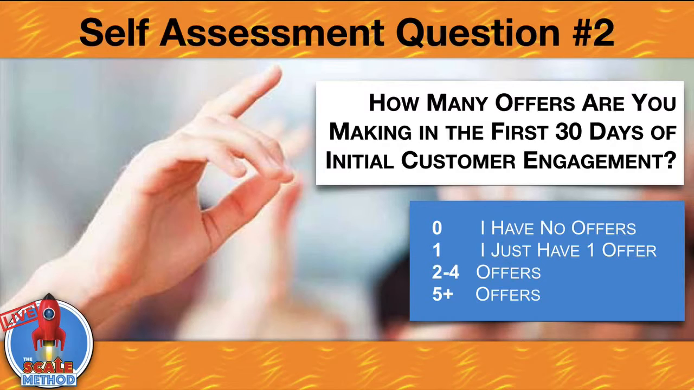Self-assessment question number 2. How many offers are you making in the first 30 days of initial engagement? If someone likes your fan page, opts into your email, or watches a video, if they're in your engagement funnel, how many offers are you making in the first 30 days? I'll tell you what, ideally you want to be within 2 to 4 offers in the first 30 days. And ideally they should be your offers. It's one of the fastest ways to grow your lifetime value.